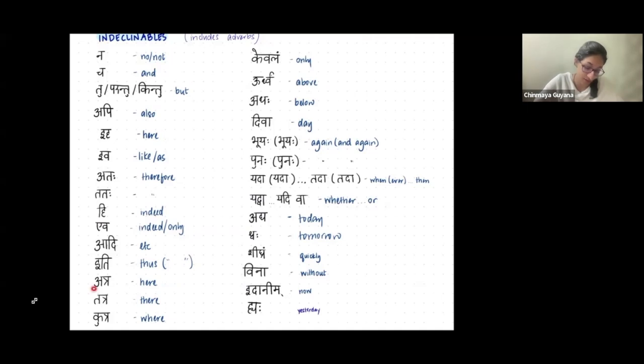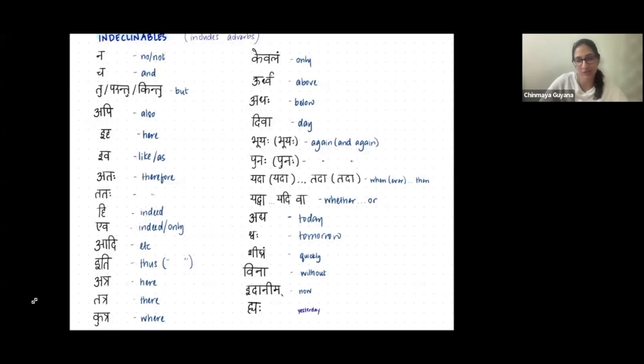Then atra means here. Tatra, there. Kutra, where? Atra, tatra, kutra. Kevalam, only. Urdhvam, above. Adhaha, below. Sadaiva, always. Bhuyaha means again. And when you repeat it, bhuyo bhuyaha, it means again and again.